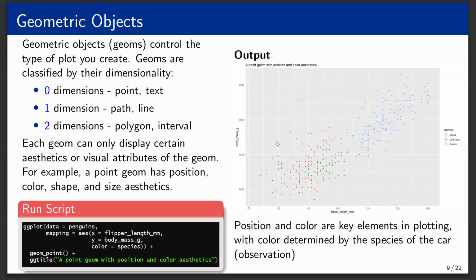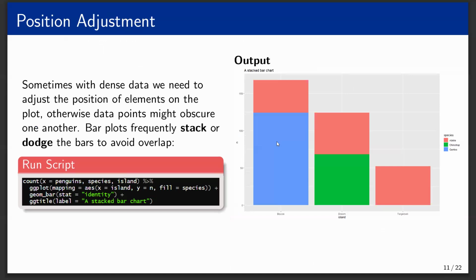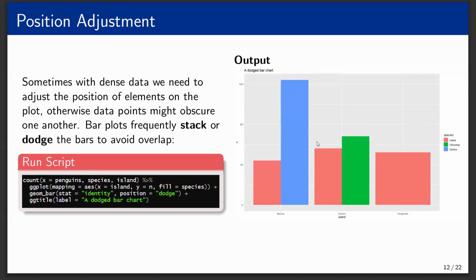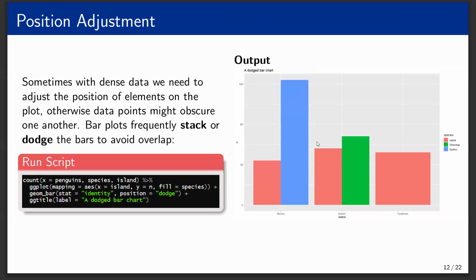You have dimension 0 for point and text, then dimension 1 for the path and line, and dimension 2 for the polygon and interval. These are the three things that we'll be using when you are doing 2D maps. Each geom can only display certain aesthetics, or visual attributes, of the geometry. And so this is the way that we get the visualizations. The position adjustments are when you have a stacked bar chart or a clustered bar chart. You can see the difference. In these two output figures, here they are stacked on top of each other, and here they are clustered.